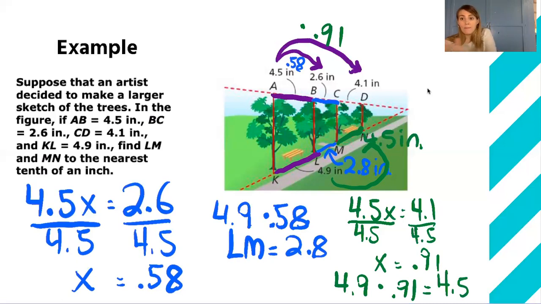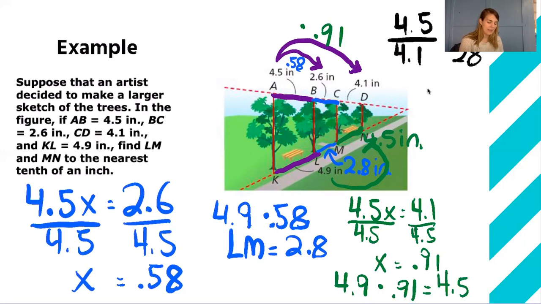So what's happened is I've created 3 proportions. You could also use proportions to solve these. It just takes a little bit longer. But I know that 4.5 over 4.1 is a proportion. 2.6 over 2.8 is the same proportion. And 4.1 over 4.5 is the third proportion.